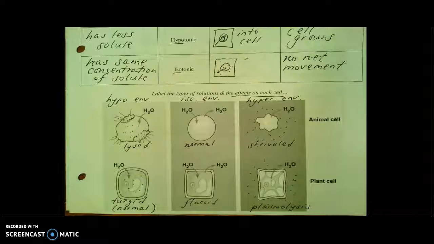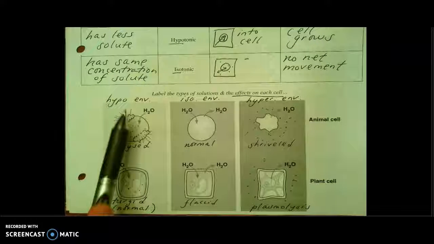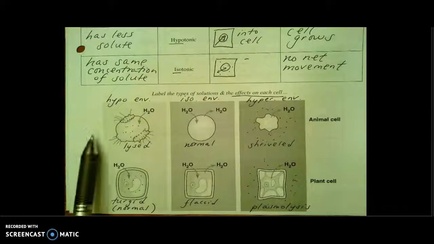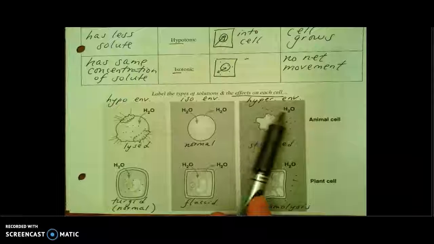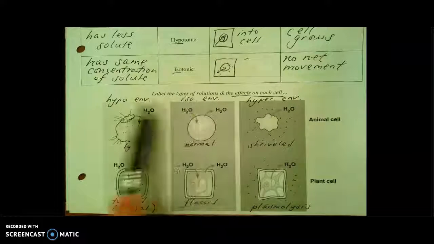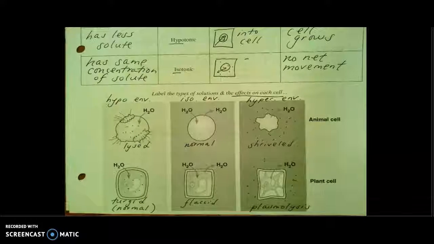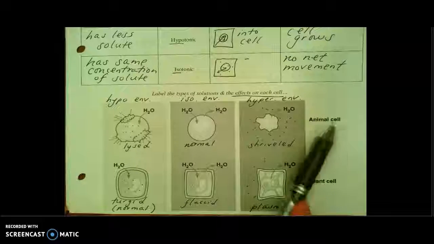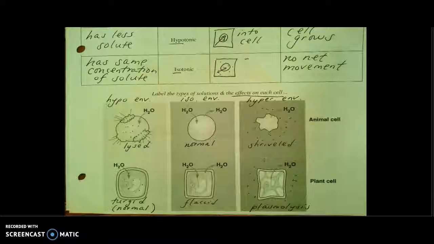These are a lot of new words, but just think about what they mean. Hypo, below, less solute in the environment. Hyper, more solute in the environment. These words are always referring to how much solute is in the environment. So this chart will definitely help you think about the impact on plant and animal cells.